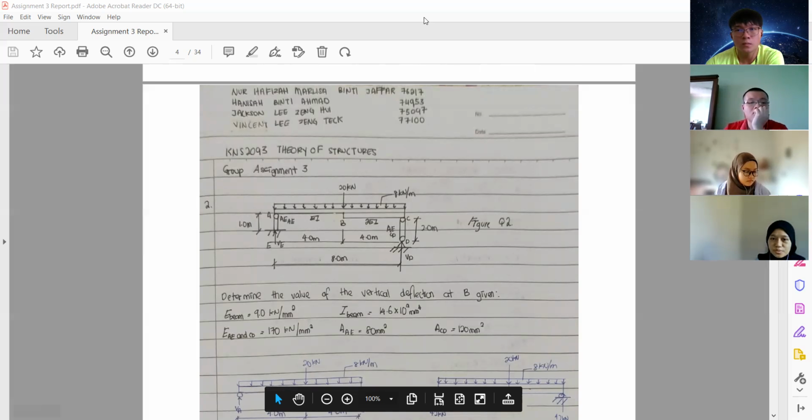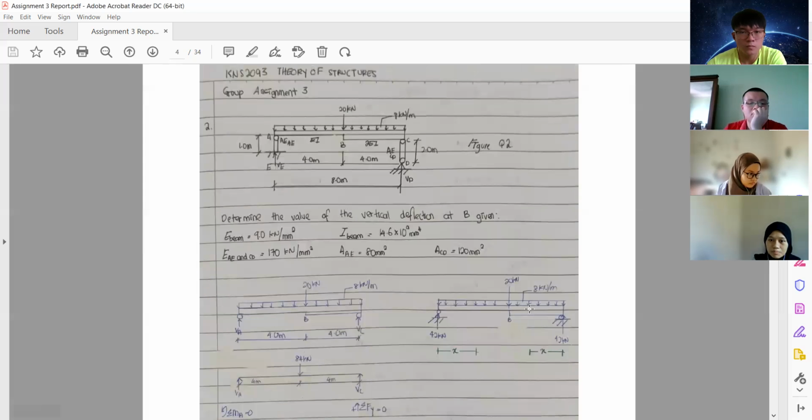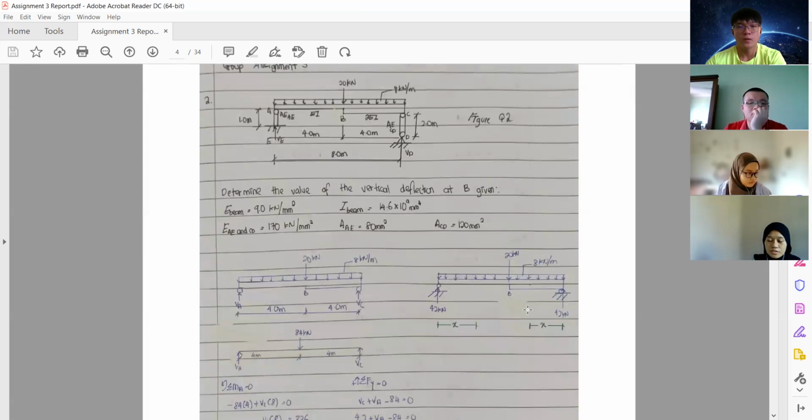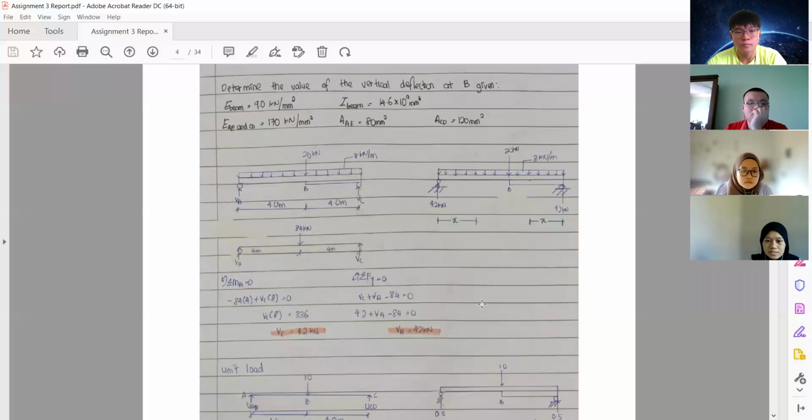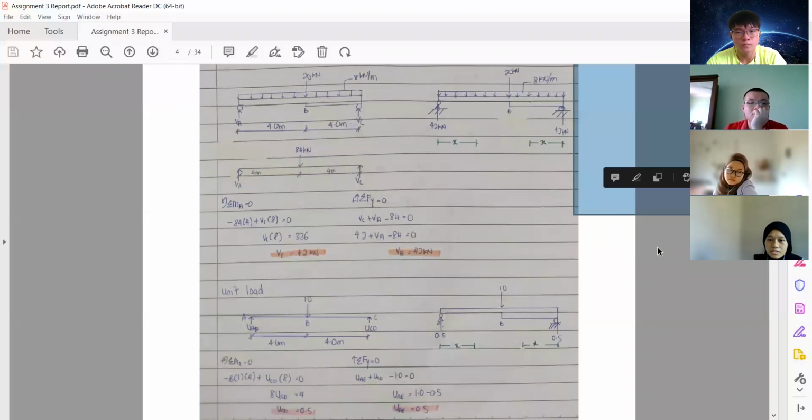For question 2, we have a beam, and at A and C here we have something like a pin. We have to calculate the vertical deflection at B. First of all, we solve for the beam. Here is the real beam. We find the vertical reactions VA and VC. This is how to solve for the real beam. We have here VC and VA.